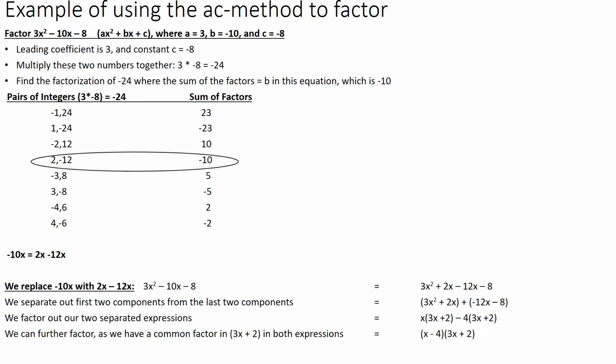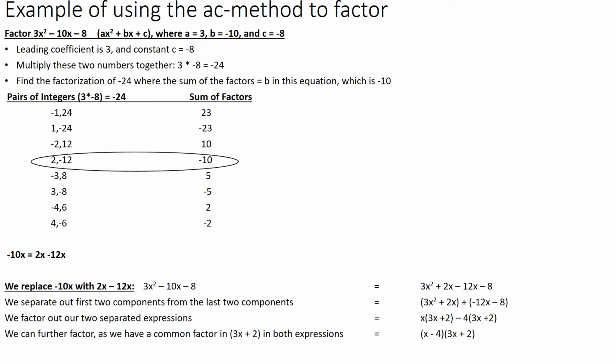So I'm looking at this, and very similar to the PQ method in the beginning, I have to figure out all my factors for a times c. In this case, that is 3 times negative 8, which is negative 24. And like before, I've written all of them down.